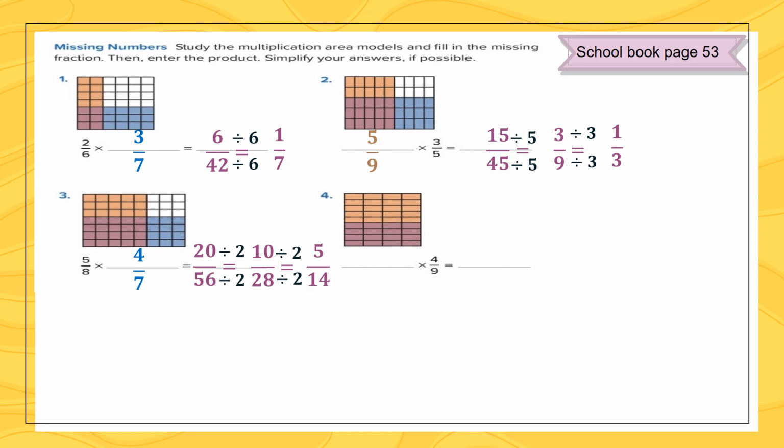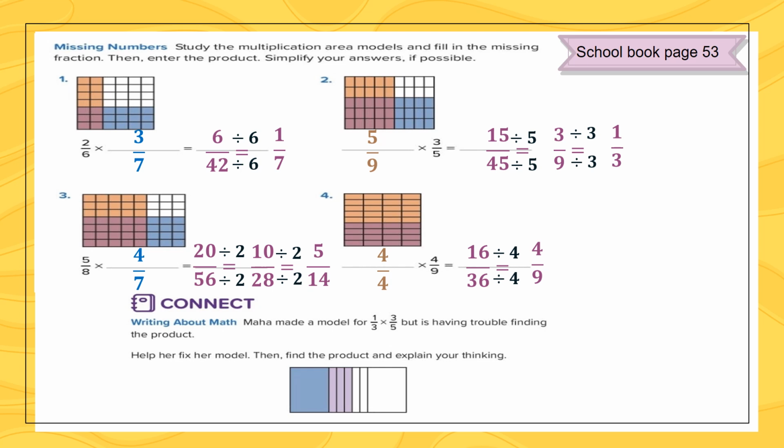Number 4, the first fraction, I have how many columns colored? 1, 2, 3, 4. 4 columns over 4. All the columns are colored. So we have here 4/4 times 4/9. The common parts here, we have 16/36. I need to simplify this fraction, so I can divide up and down by 4. So it will be 16 divided by 4 equals 4, and 36 divided by 4 equals 9. So it will be 4/9.